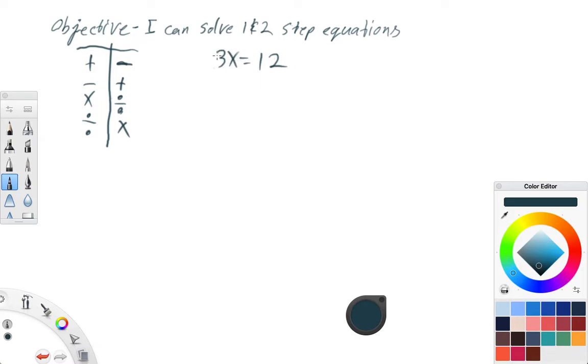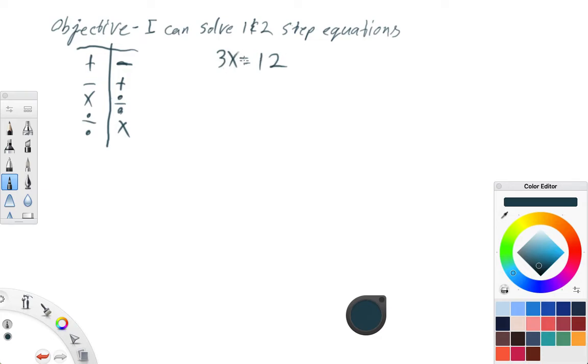We need some number that we multiply by 3 and we get 12. And a lot of us can look at that and just say, okay, I know what x is already. But we want to know the steps because they're going to get more complicated than this and we need to know what we're doing. It's an equation. It needs to stay equal. It needs to stay the same on each side. So we can do anything we want, but we need to do it to both sides of the equation.